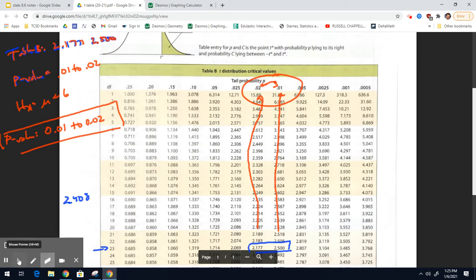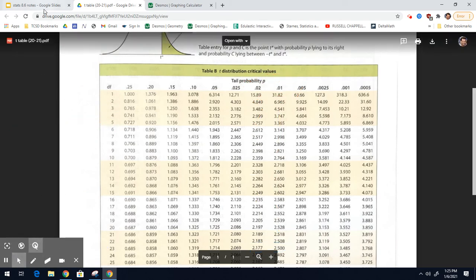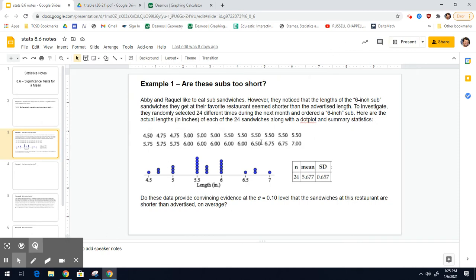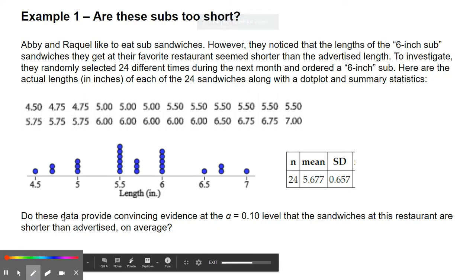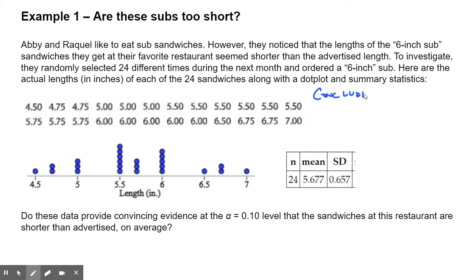Okay. So now I go back to my notes and let's do the conclude, and then we'll be all done. Okay, so what do I want to conclude? Well, for my conclusion here, and I'll do it right there, we always start with our p-value. So the p-value of 0.01 to 0.02 is less than our alpha value of 0.10. And because it's less than, we have convincing evidence, so we reject the null.